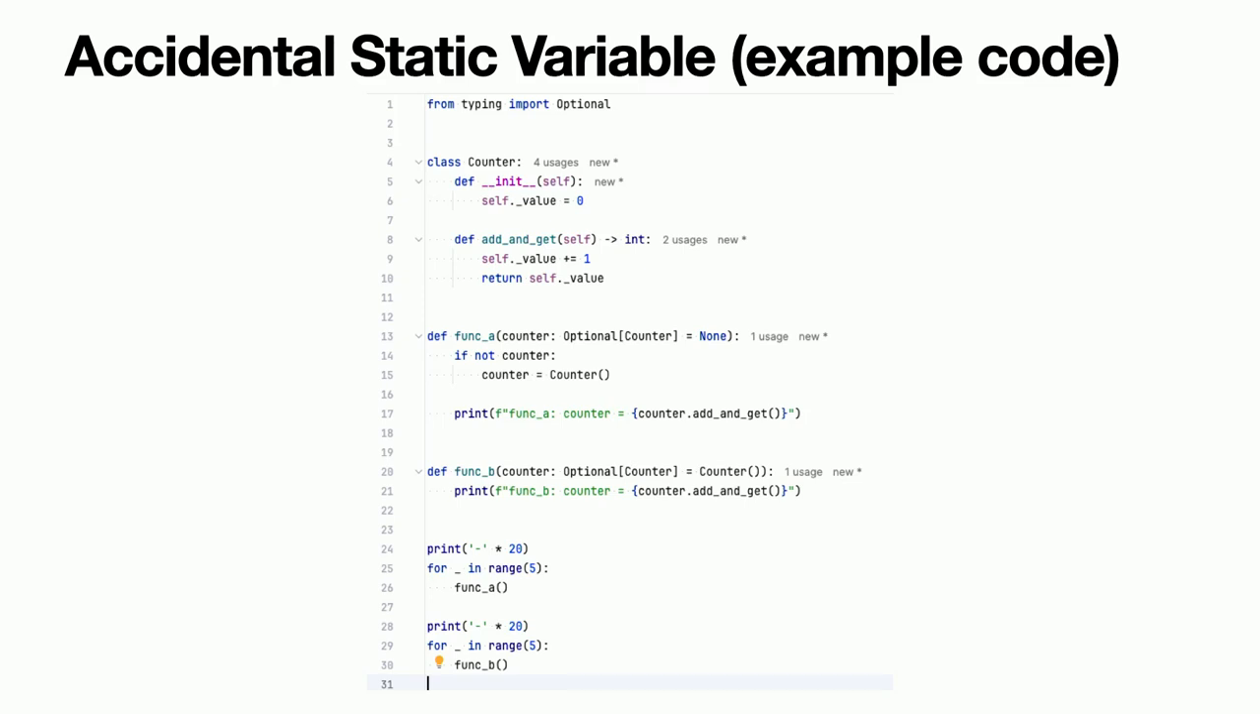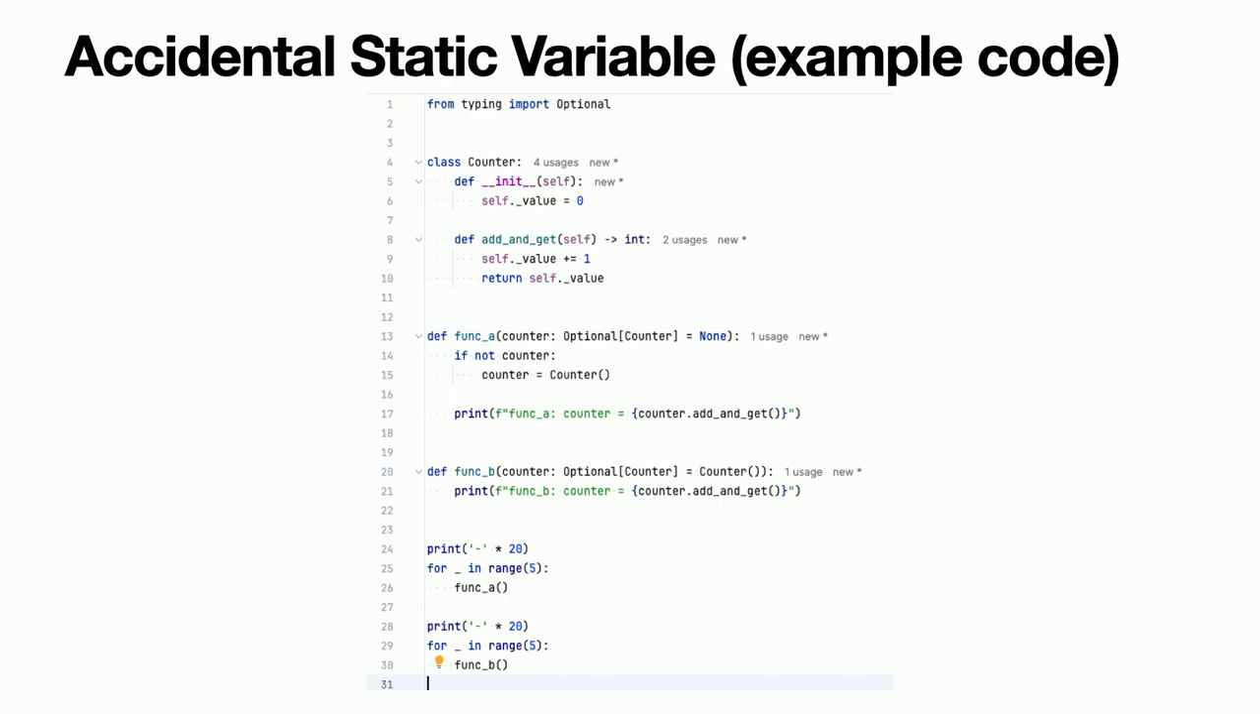Accidental static variable. I'm sorry about the font size too, because this one is long. So imagine that I have a counter class that, if you cannot read it, imagine it's an atomic integer. It already has functions to add and get the value out. I have two functions basically. Every time I call it, I keep increasing the counter, which is an instance of this class.